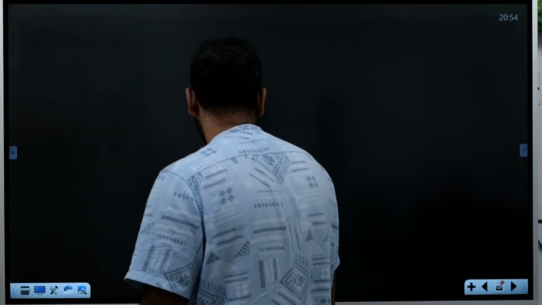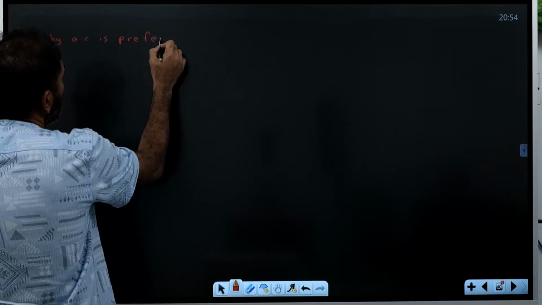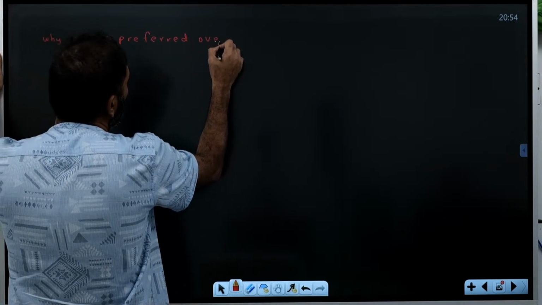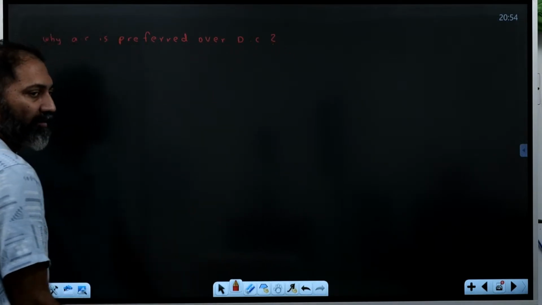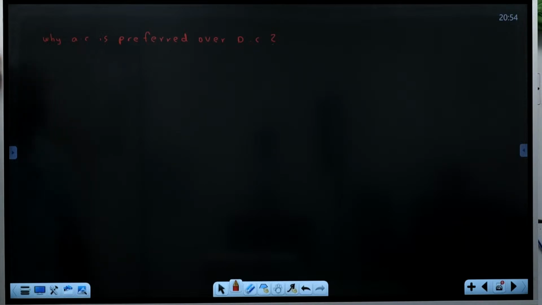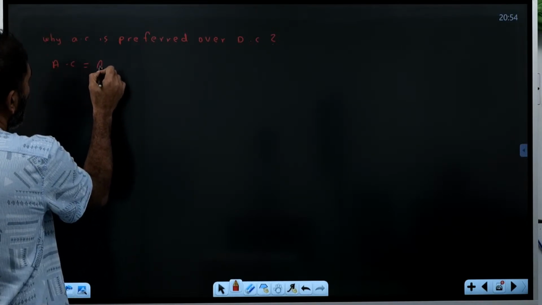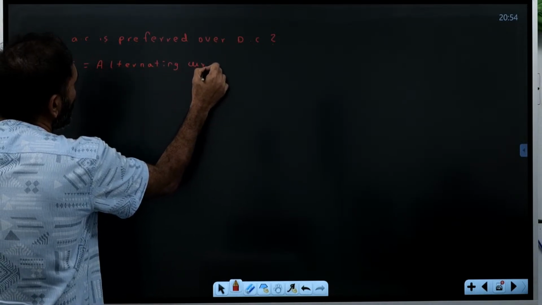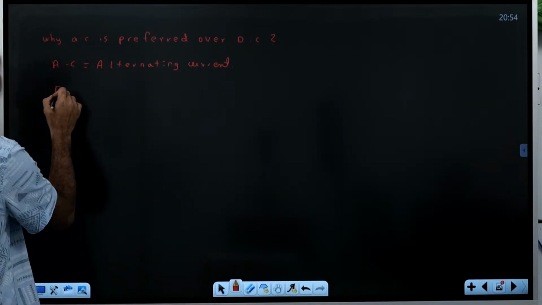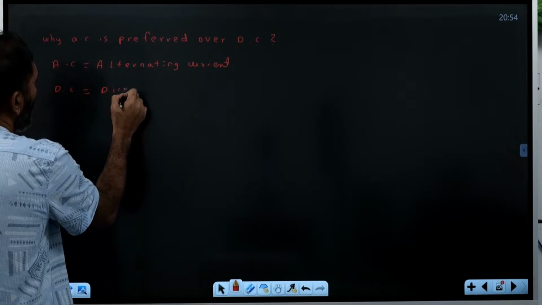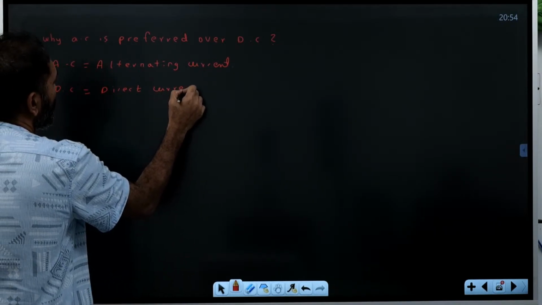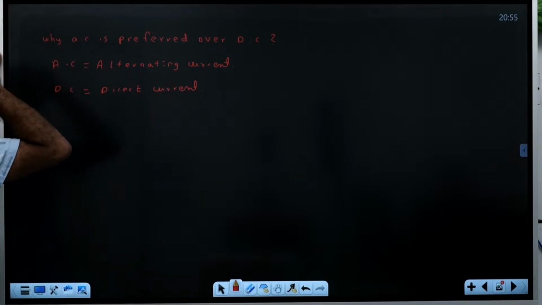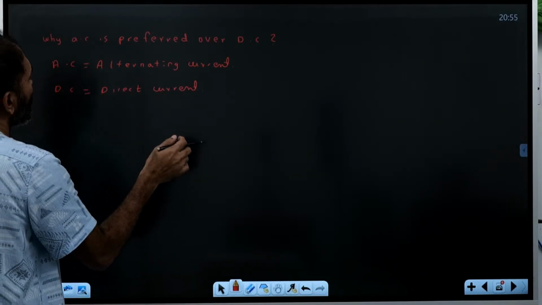Next I will type a question. Why is AC preferred over DC? Why do we always prefer AC over DC? Alternating current over direct current. AC means alternating current. DC means direct current. Why is AC always preferred over DC?